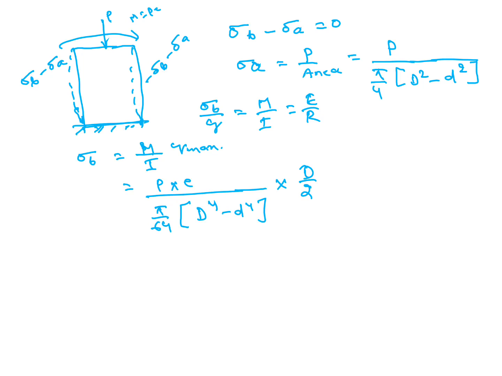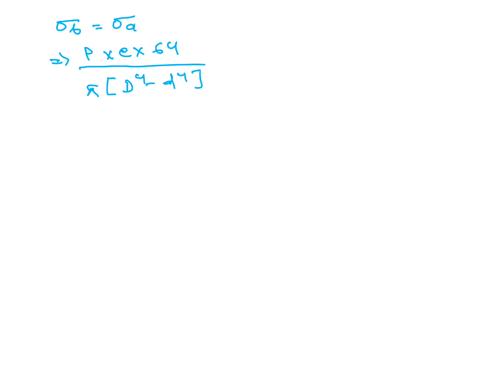Here we have already got it, so put the values: sigma B minus sigma A equal to 0. It means sigma B equal to sigma A. Here bending stress equals axial stress. Already we have got sigma B equal to P into e into 64 divided by pi into D to the power 4 minus small d to the power 4, into y maximum, outer diameter by 2, equal to your axial stress, 4P by pi into D squared minus small d squared.